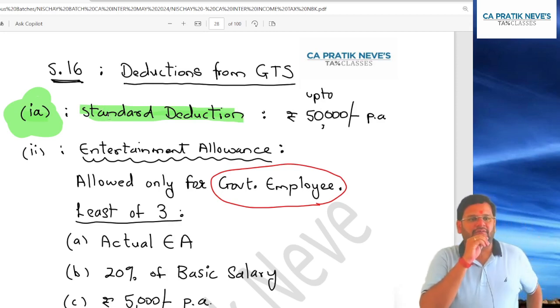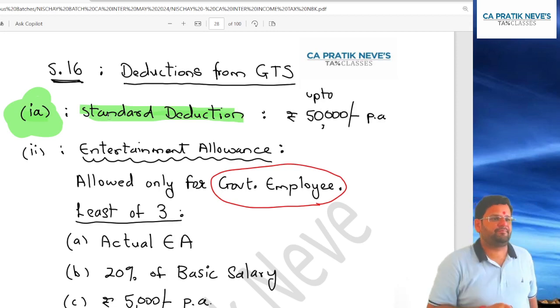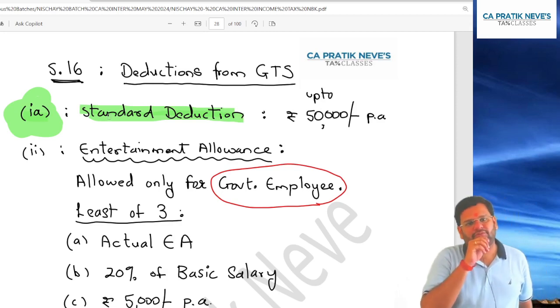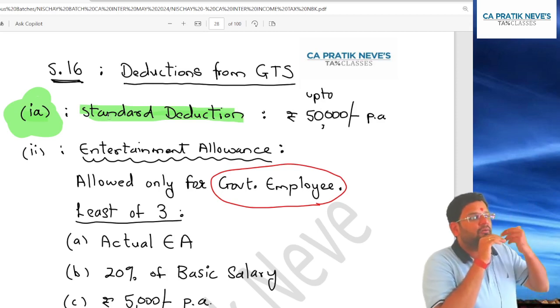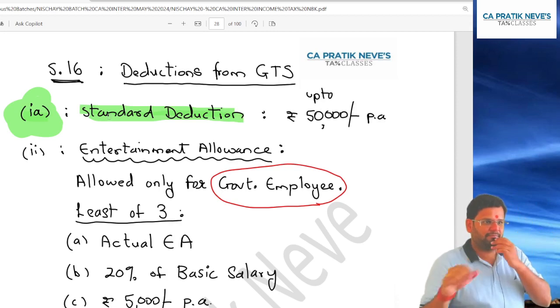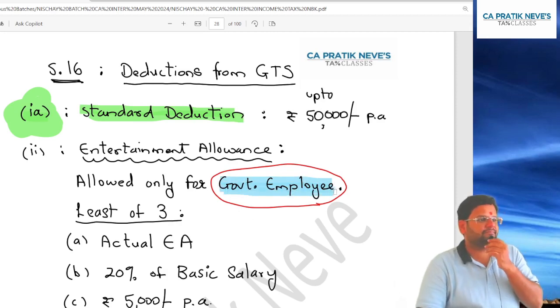Then second is what? One very less used deduction, entertainment allowance. Why am I saying less used? Less used is a good substitute for useless. It is only for government employees. Very important, it is only for government employees. That's it. And that too, the least of three.